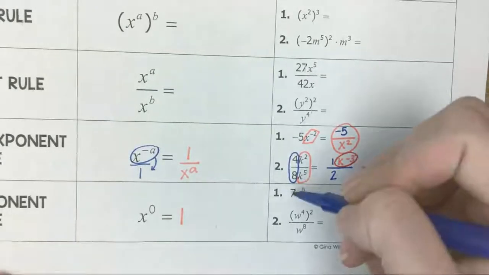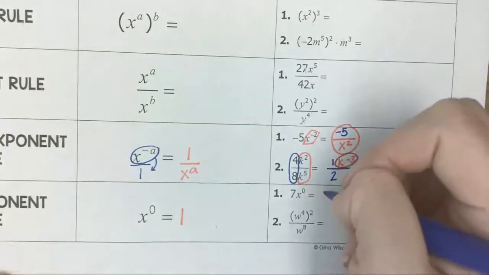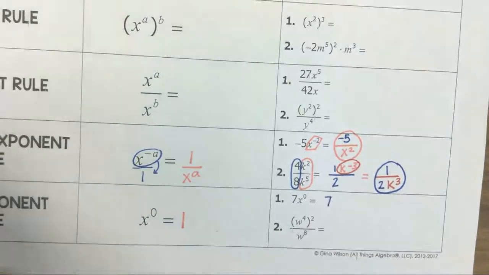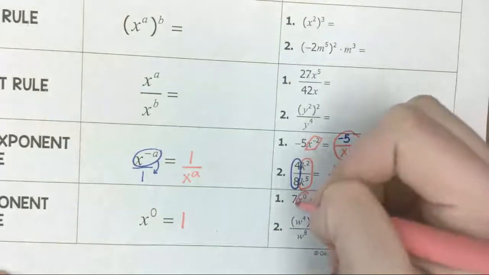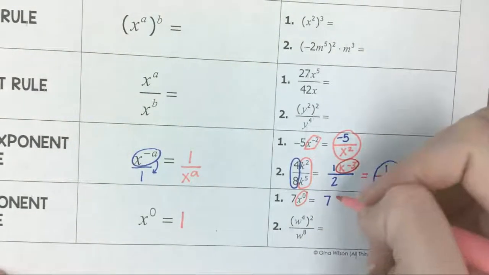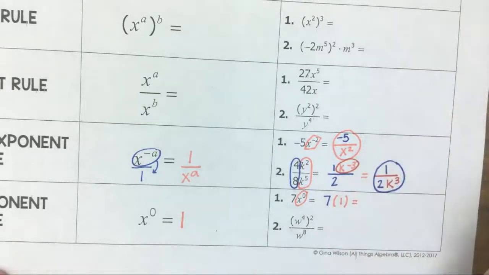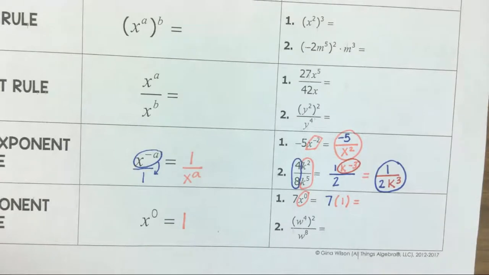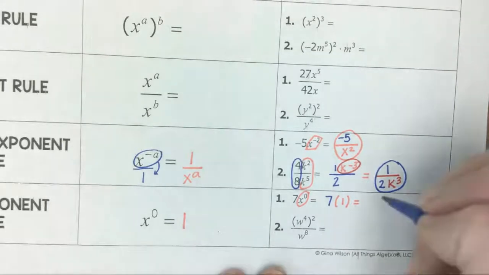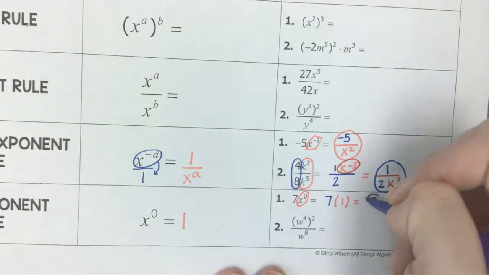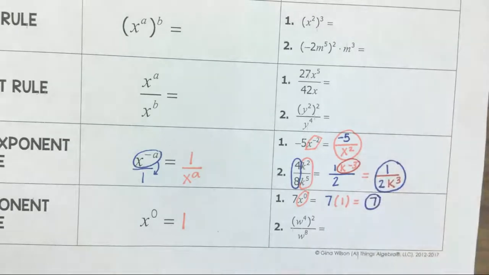So 7. There's no other coefficients to do anything with, so I'll leave the 7. But when I see x to the 0, I know that equals 1. So that turns into 1. I put it in parentheses because it's right next to it. So what I would have to do is multiply 7 times 1. So 7x to the 0 simplifies to just 7.